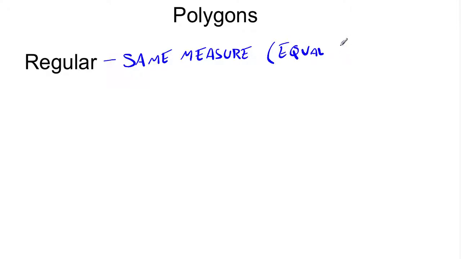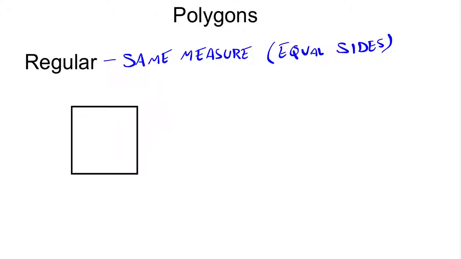And so regular polygons, regular just means the same measure. So for polygons, we're going to say that regular polygons have equal sides. So if I have a regular polygon that's 4 sides, that's a square. So we can see 1, 2, 3, 4. This is 4 equal sides, and that's a square.